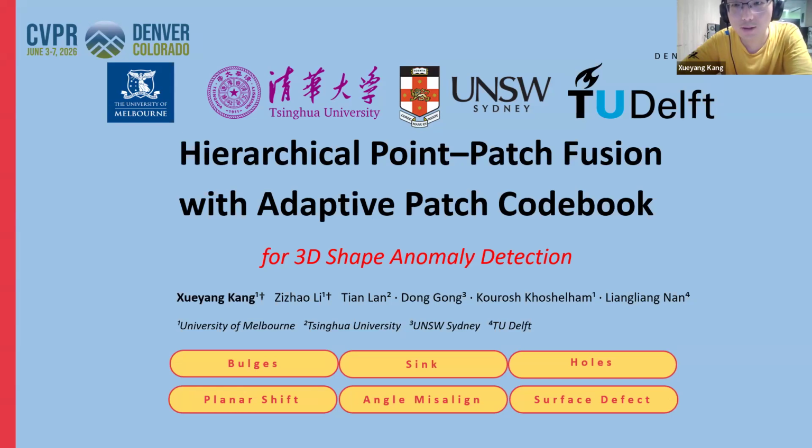Our method targets the kinds of defects shown at the bottom: bulges, sinks, and holes, which are local defects, planar shifts, angular misalignments, and surface defects. The last three are structural global defects.